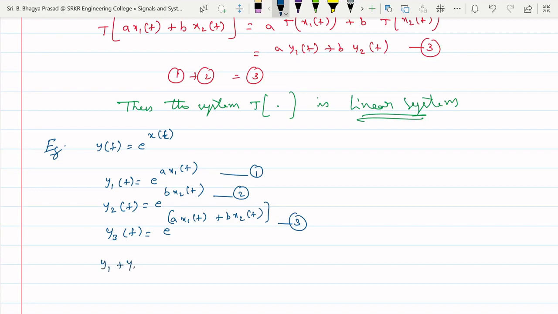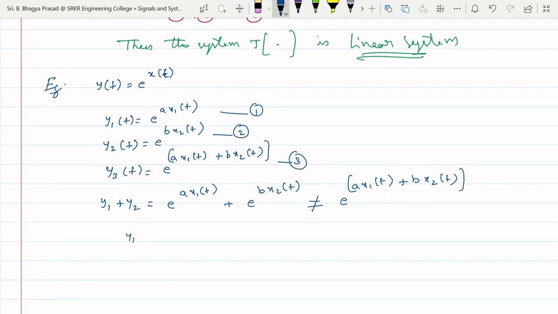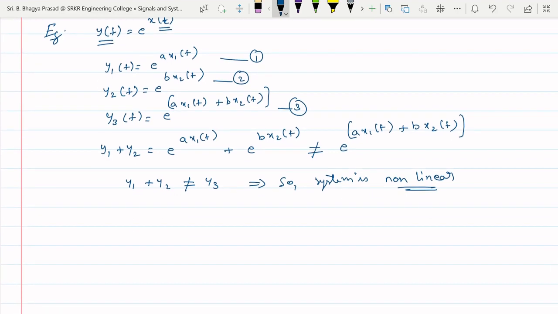So y1 plus y2 equal to e power a x1 of t plus e power b x2 of t. This is not equal to e power a x1 of t plus b x2 of t. Okay, so y1 plus y2 is not equal to y3. So the system is not linear, non-linear. So y of t equal to e power x of t is giving the relation between output and input. Okay, so the system is a non-linear system.